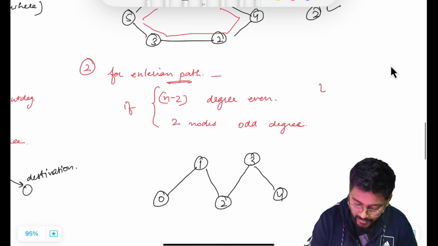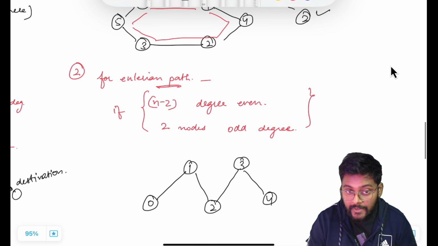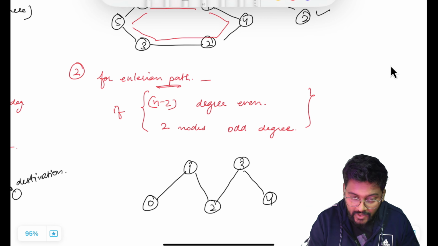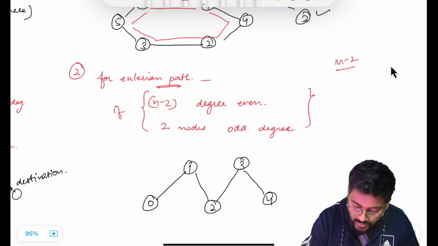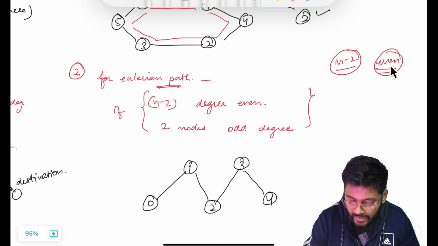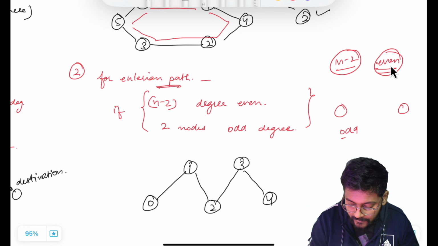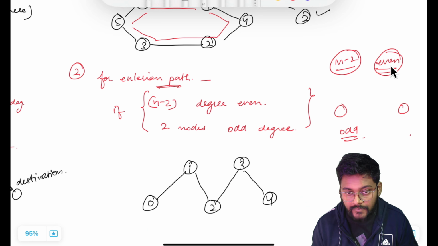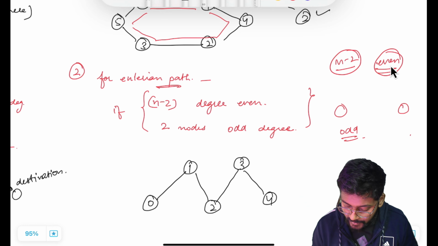In case of Eulerian path, we'll be able to have the Eulerian path in our graph if n-2 number of nodes are having even number of degree and there are only 2 nodes remaining which are having odd number of degree. If this is the case, then we can definitely have Eulerian path.